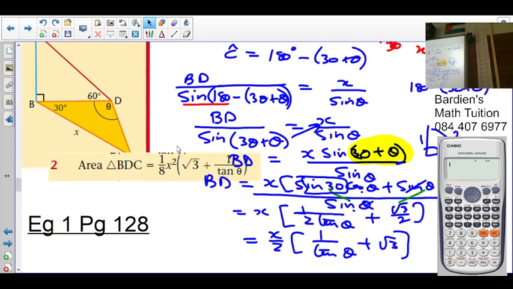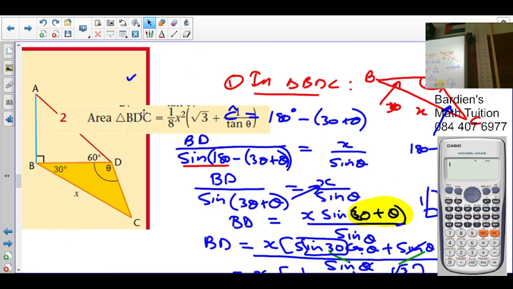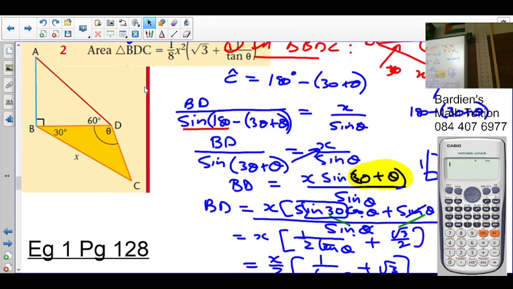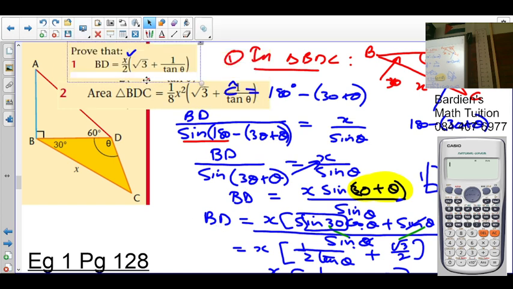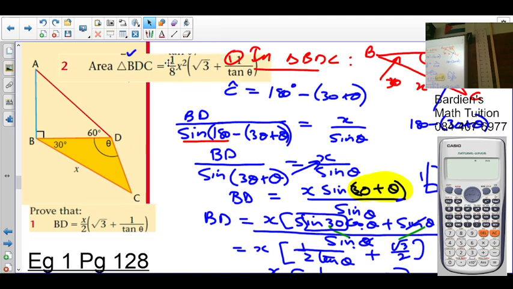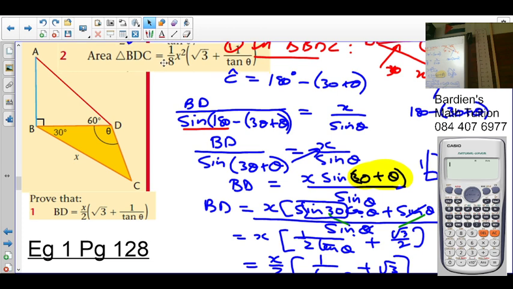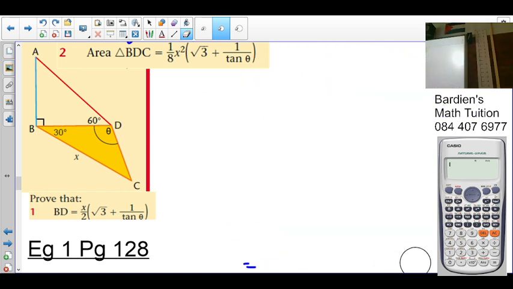So what I'm going to do is take that off the board now, because we need the space. But remember that we have proven this, because normally we're going to need that in our next calculation. Take it off. Now in number 2, we used blue, so let's use a different color.